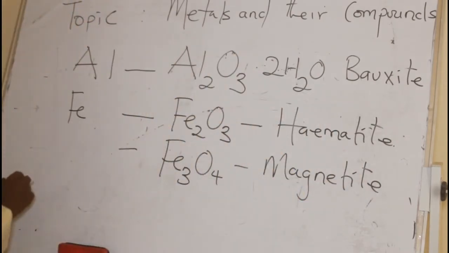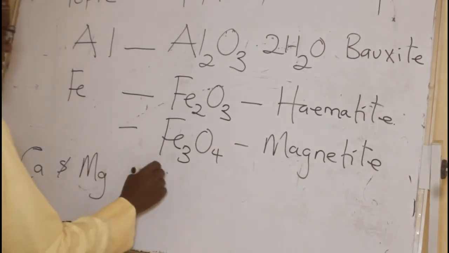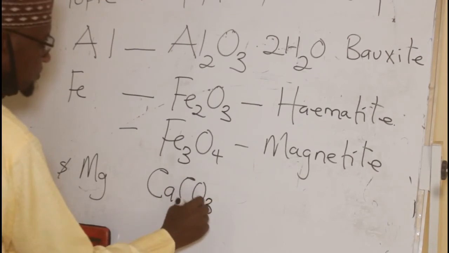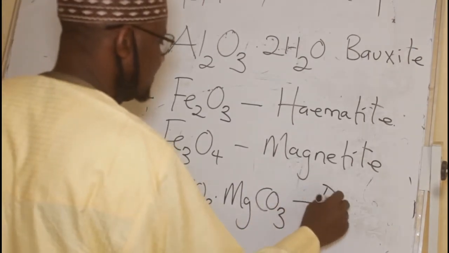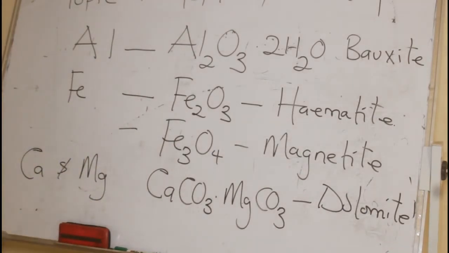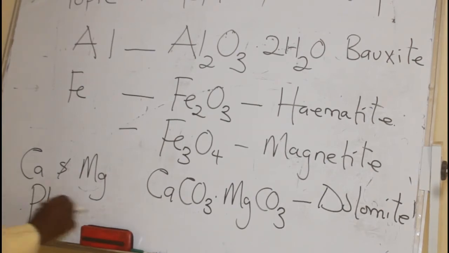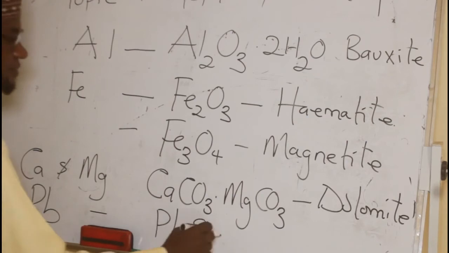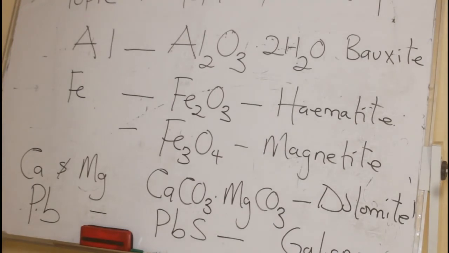We also have a combination like calcium and magnesium. They exist in a compound like this, and we call it dolomite. We have other compounds like lead. It exists as PbS, which is galena, lead. Potassium also exists as saltpeter, which is KNO3, potassium nitrate. So all these are the natural forms in which they exist.